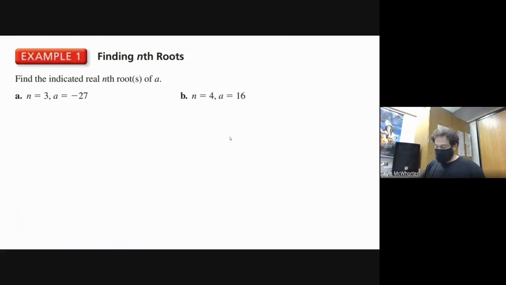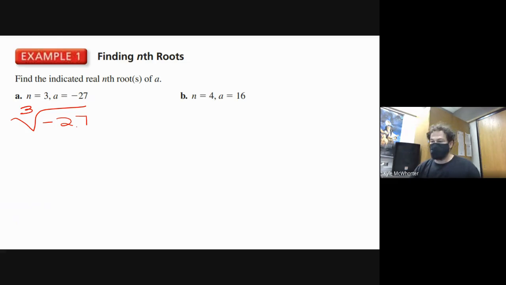Okay, so let's look at some examples here of finding real roots. So find the indicated nth roots of A. So n is 3, so we're looking at the cube root of negative 27.